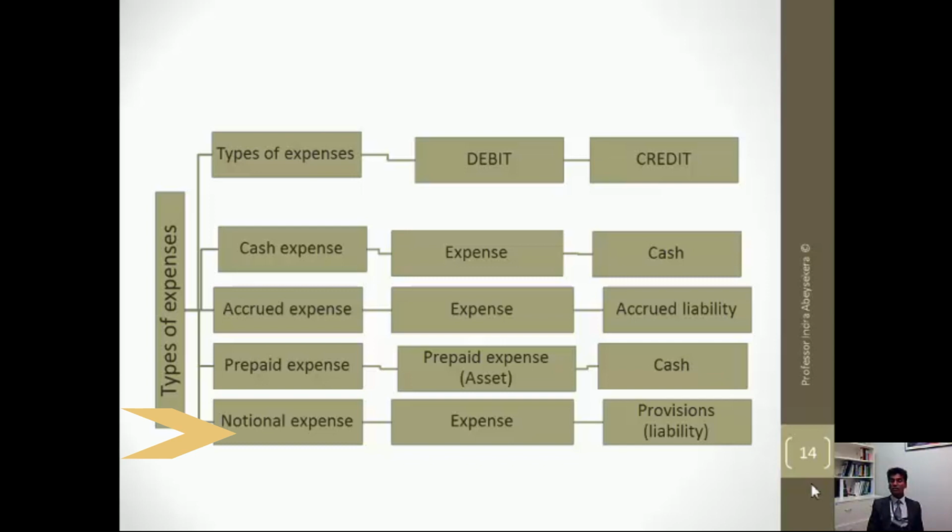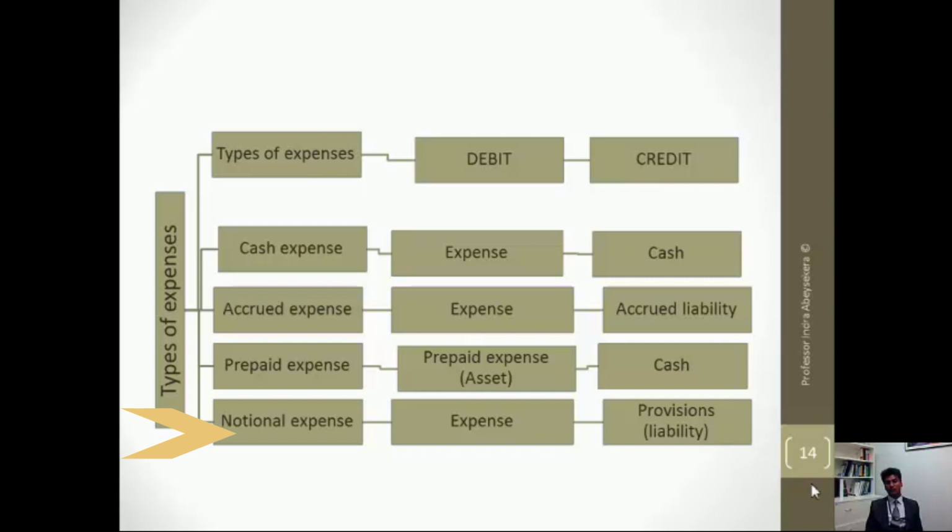We have not used up cash, so we credit a liability because the cash will be used up in the future. So we debit expense and credit provisions, provision for warranty, and debit warranty expense.